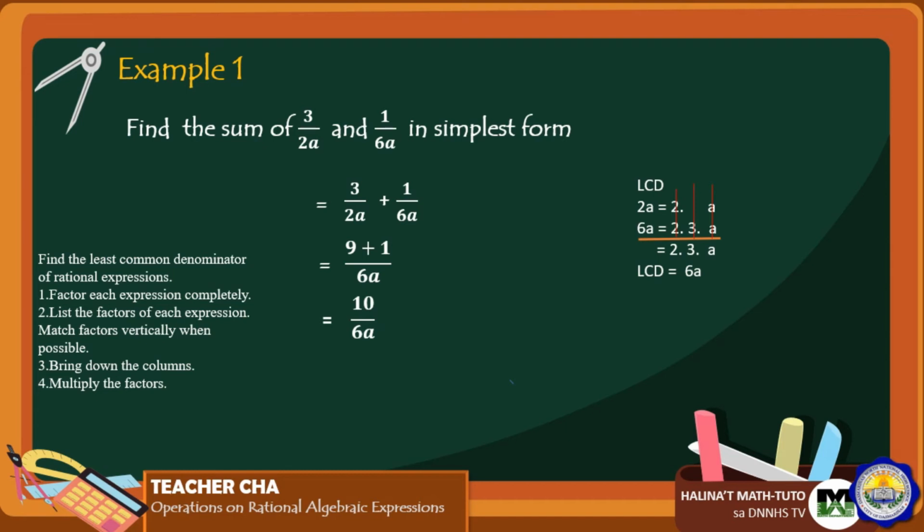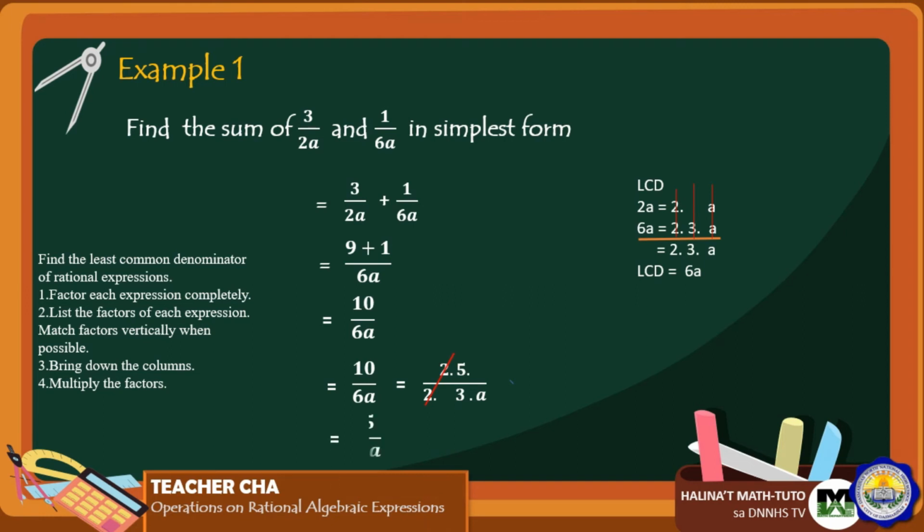Copy the denominator 6a. If you will notice, 10 and 6a have a common factor. And the common factor is, we have for 10, 2 times 5. For 6a, you have 2 times 3 times a. Cancel common factors. The common factor po nila ay si 2. Cancel po natin si 2.